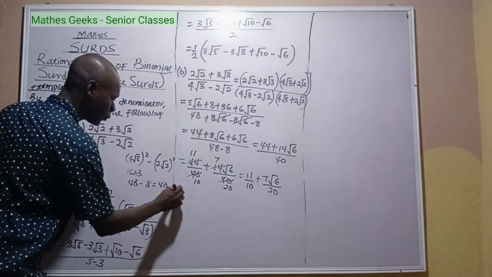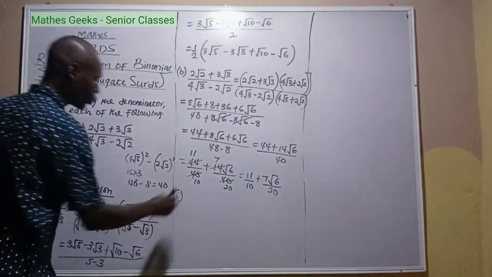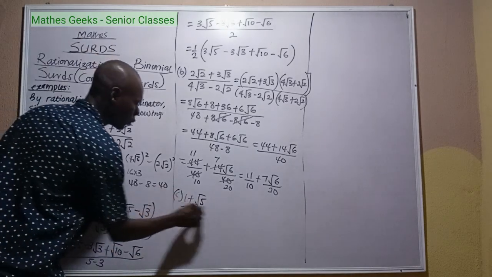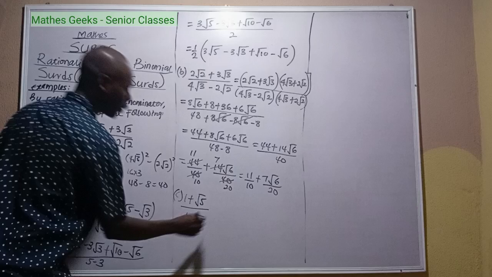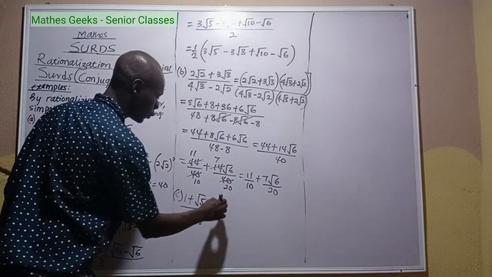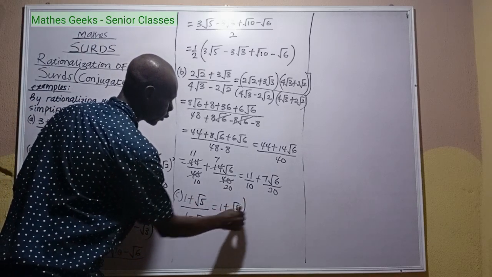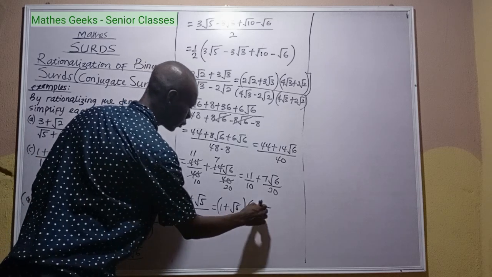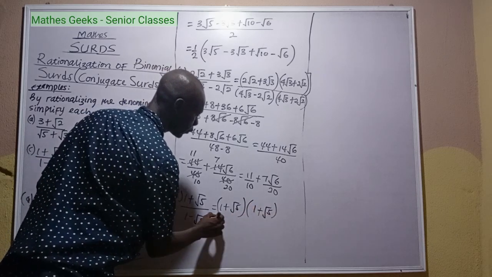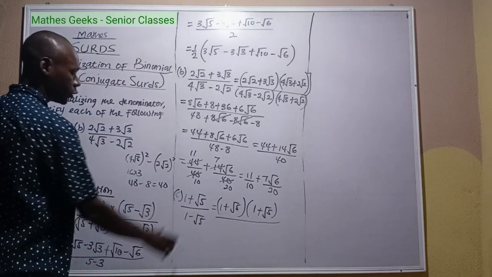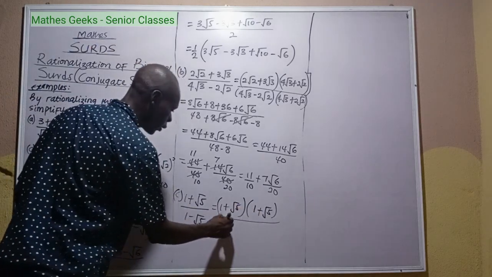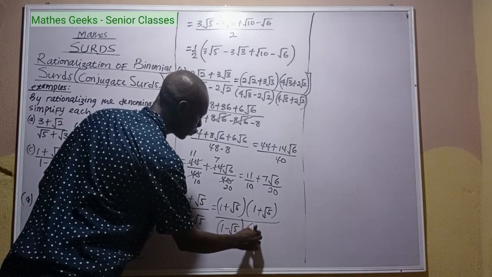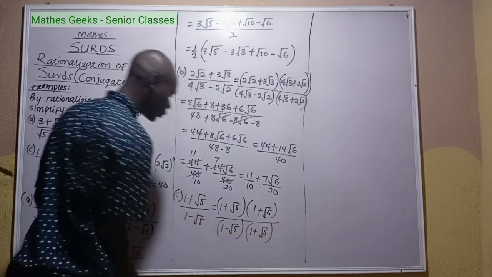C. 1 plus root 5 over 1 minus root 5. And this will give us 1 plus root 5 over 1 minus root 5. Multiply both sides by the conjugate of the denominator, which is plus here. So 1 minus root 5 and 1 plus root 5.